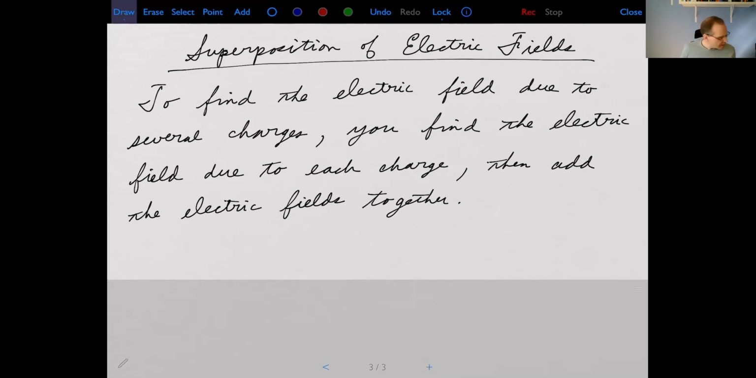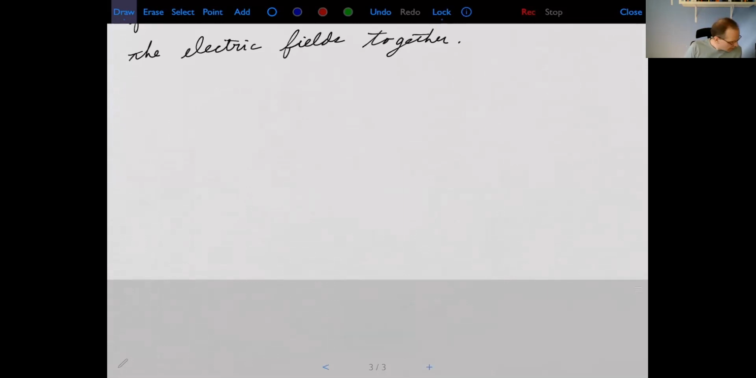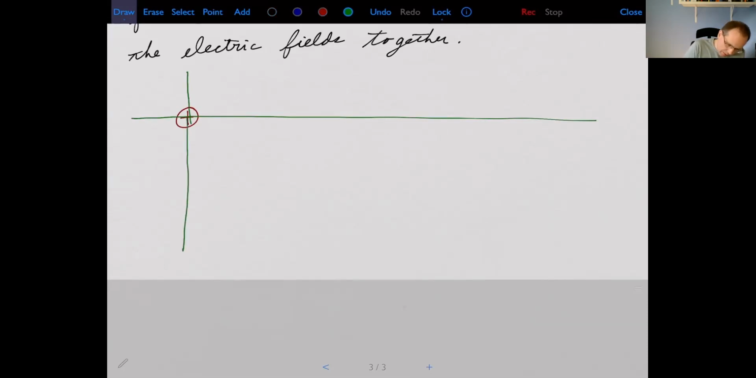Okay, so here, let's do an example. Let's say I have a positive charge here. Actually, let me make a little coordinate system. Let's say that's 0, 0, just to make it easy. So this is my x-axis. This is my y-axis. So let's say the location of this positive charge is 0, 0. And let's say it has, I'll call it Q1, a magnitude of 2 Newton coulombs.